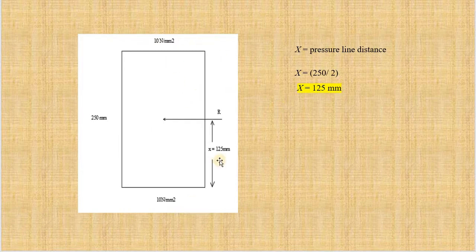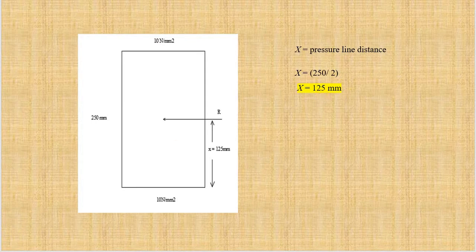It's a rectangular section. Here you can observe I have mentioned x is equal to 125 mm. That means what? The x stands for the pressure line distance. From the bottom, at what distance the pressure line is present, we should find out. This is for the support. The overall depth of the beam is 250; 250 by 2 gives 125 mm. So for the support the pressure line distance is 125 mm.